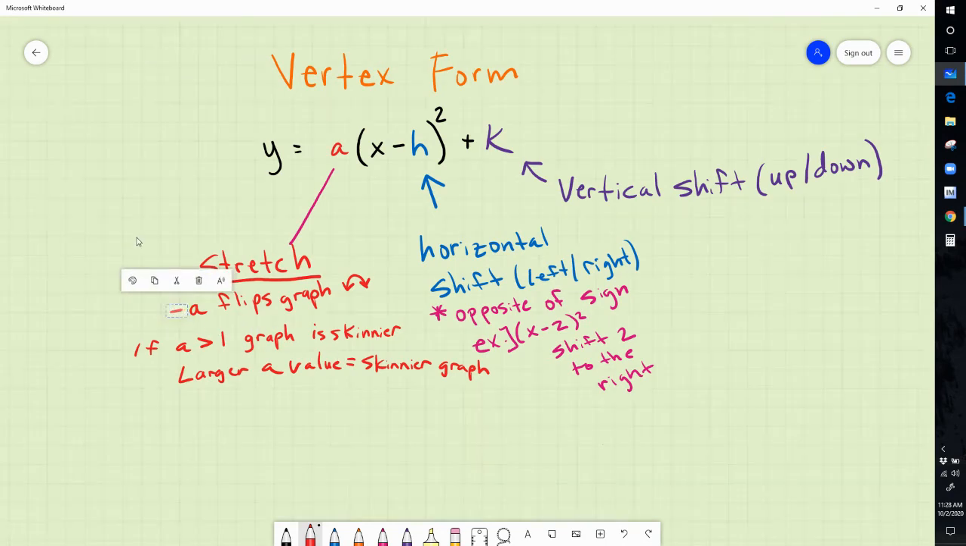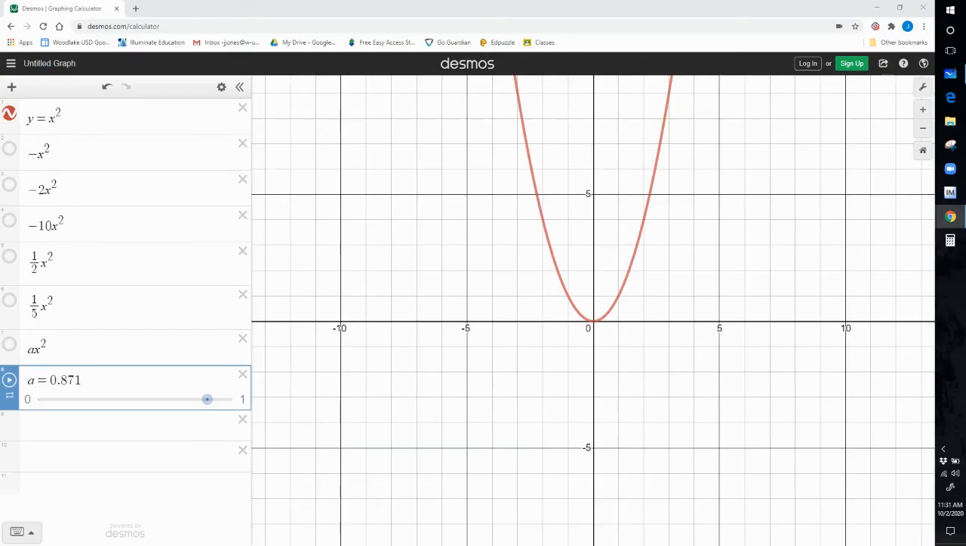If A is negative, then it flips the graph upside down. You can see I drew a little picture. I should have drawn it better, but that's just showing that the graph is going to flip upside down. If A is greater than 1, whether it's positive or negative, then the graph is skinnier. The larger the A value, the skinnier the graph. We established all that by looking whenever we did our discovery, right? Lastly, we're going to talk about how the graph gets wider.